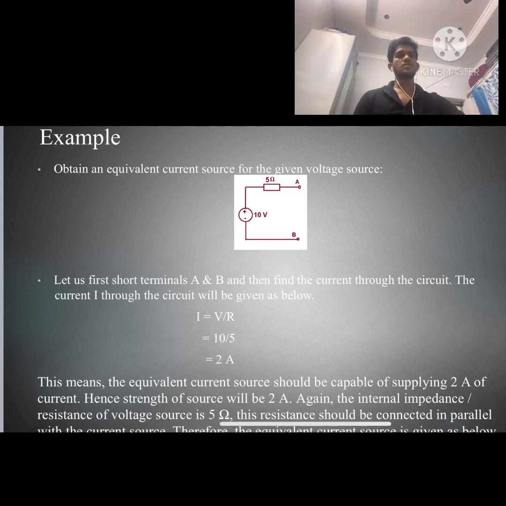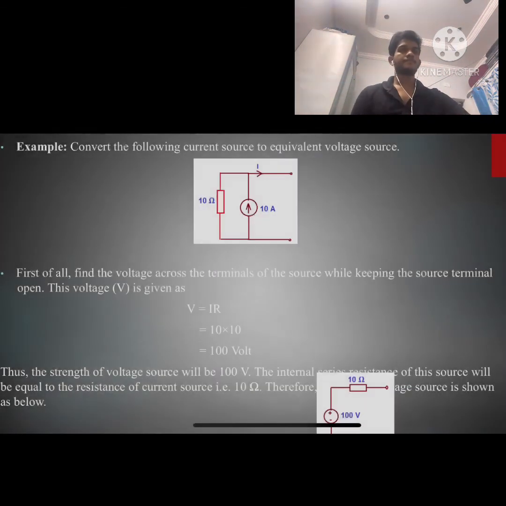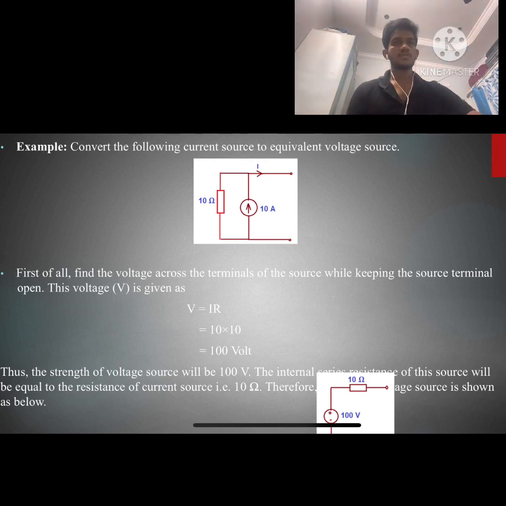Let's check another example. Convert the following current source to an equivalent voltage source. First of all, find the voltage across the terminals of the source while keeping the source terminal open. This voltage V is given as V equal to I R. I equal to 10 and R equal to 10. 10 into 10, 100 volts.